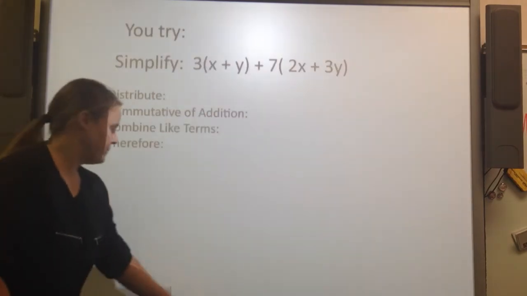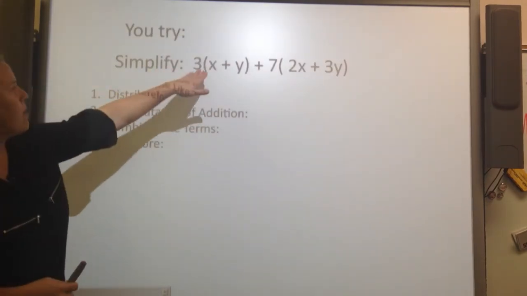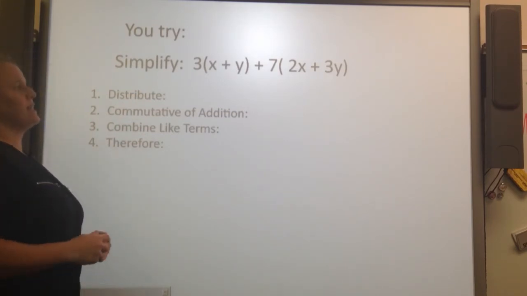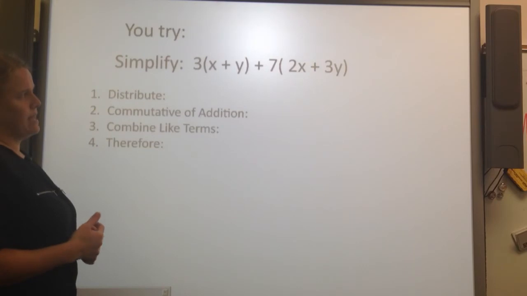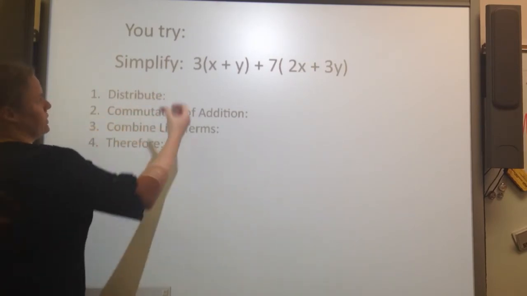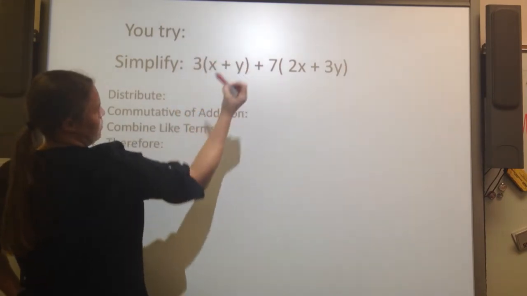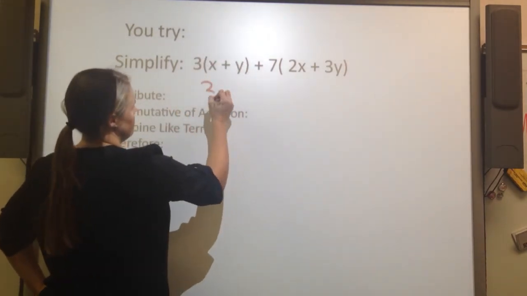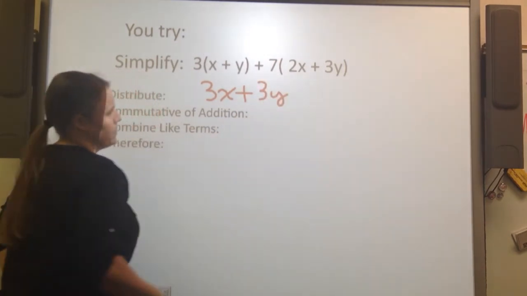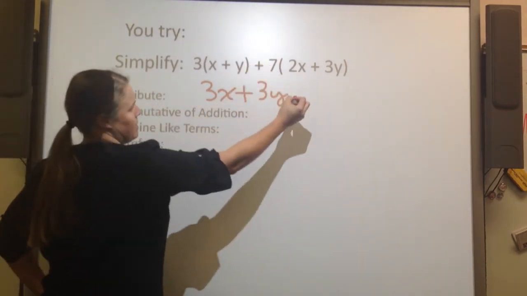Let's do another one. This time we have the problem 3 times the quantity of x plus y, plus 7 times the quantity of 2x and 3y. So first thing we're going to distribute. We're going to distribute the 3 to the x and 3 to the y, and that's going to give us 3x plus 3y. It tells me to link it together by adding.